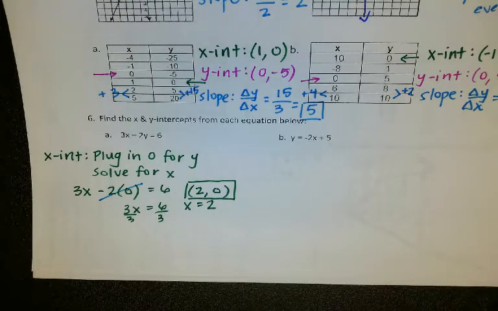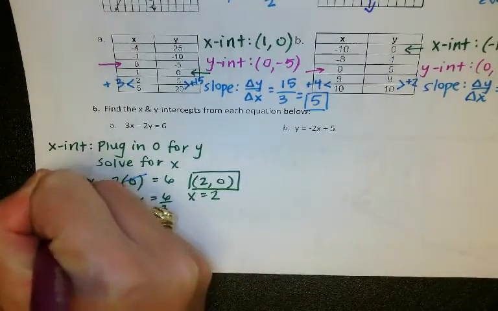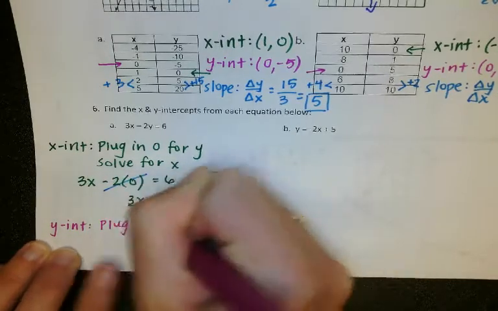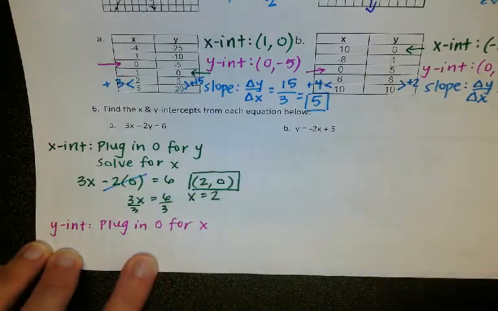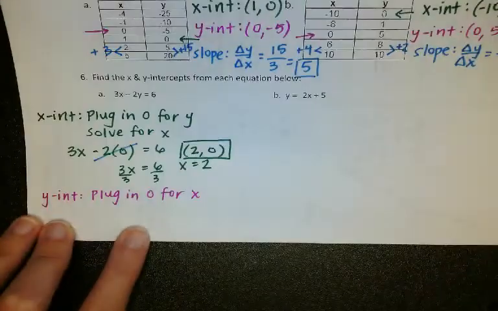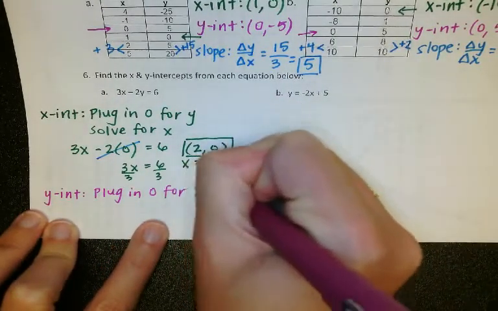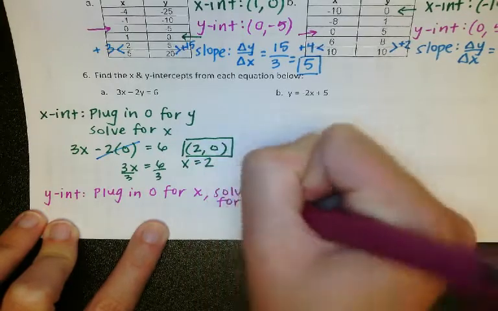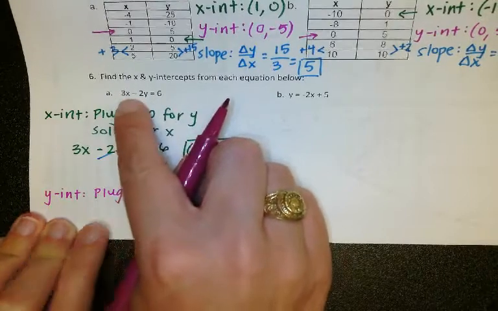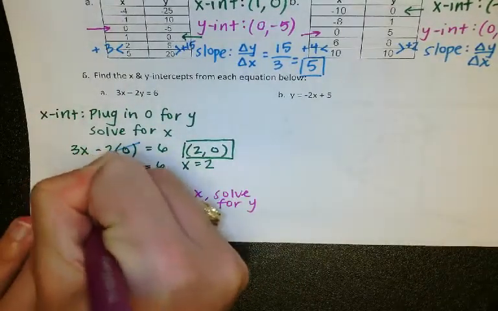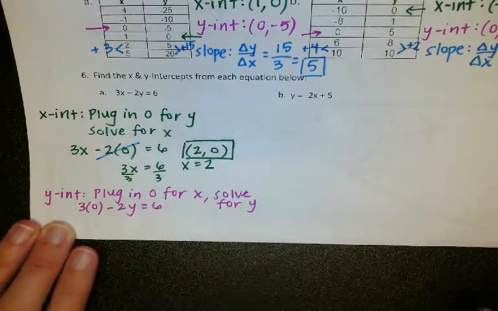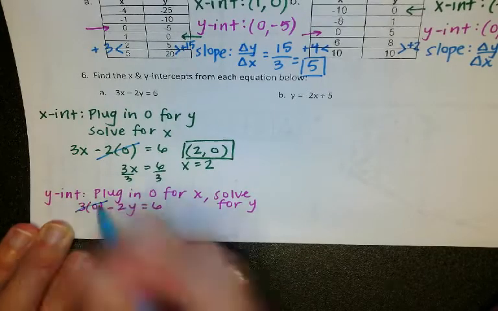Okay, so I bet you can guess how we're going to find the y-intercept. Plug in 0 for x, since I know every y-intercept has an x of 0. And then we'll solve for y. So back in your original equation, I'm going to plug in 0 for x, 3 times 0, minus 2y equals 6.